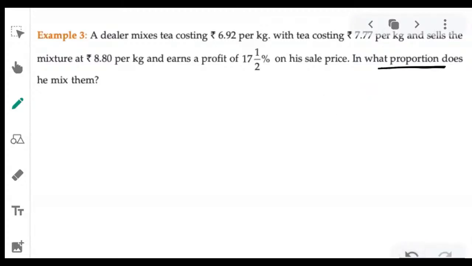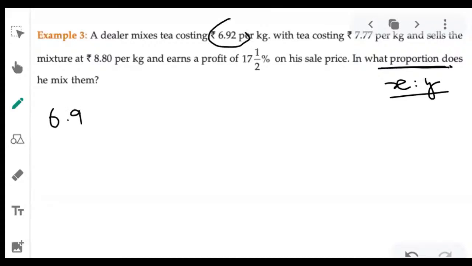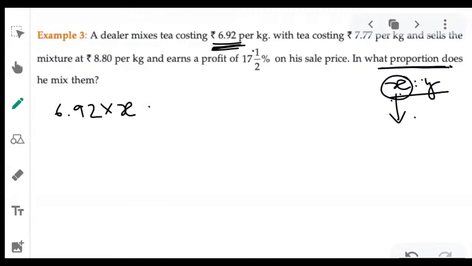So the proportion that I need to find is x is to y, some unknown. So what is the condition that he gave me? He is taking 6.92, the first type of tea, x, costs 6.92 per kg. So what is the cost if in proportions I am taking x grams of first one? How much cost is it? 6.92 into x. I'm talking about cost price simply. Cost price of making that tea. So for first tea, it is 6.92 per kg.